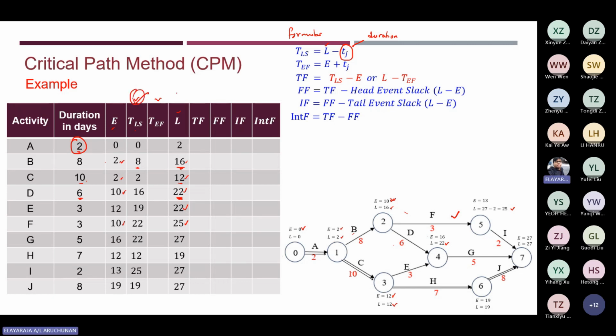You're already done. Once you're done, next you need to calculate the earliest finishing time. You can use either this formula or this formula, which means you have already calculated the latest starting time, and then you subtract the earliest starting time.